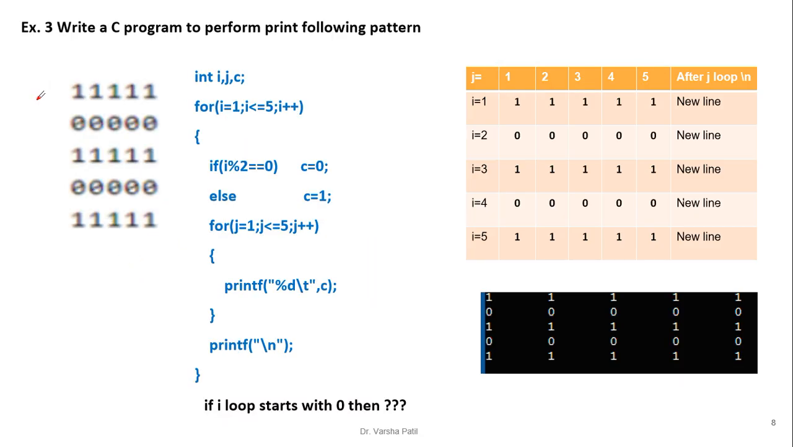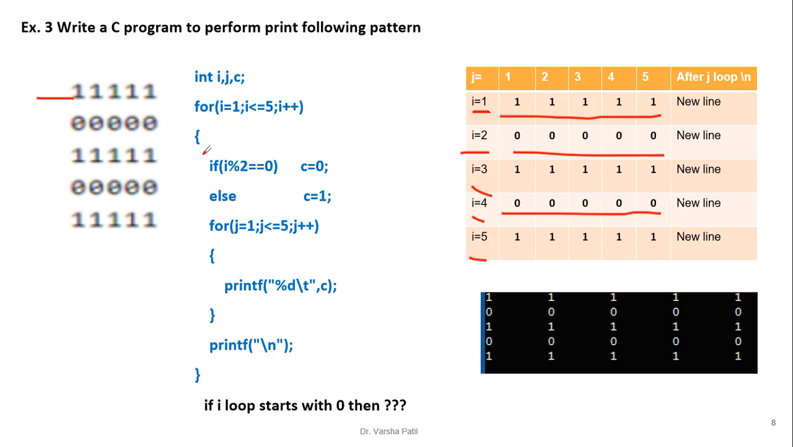This is very easy. Now see, i is 1 because we started with 1. If we start with 0, our logic may be different. i is 1, i is 2, 3, 4, 5. Now check: when i is an odd number we have to print 1. When i is even we have to print 0.